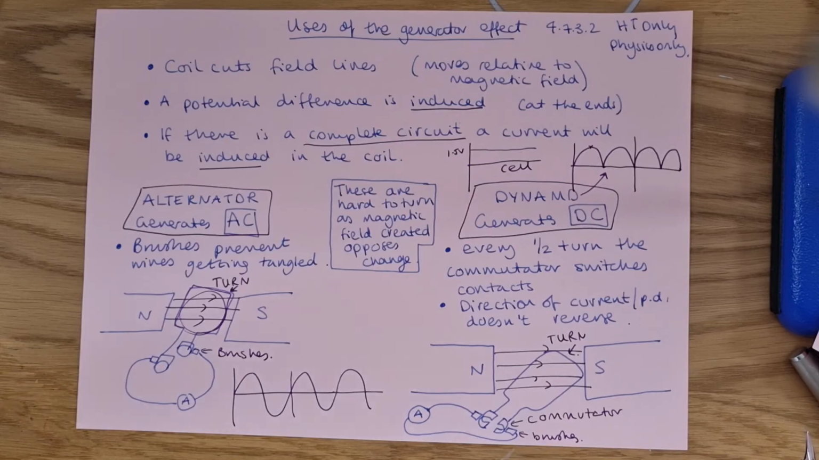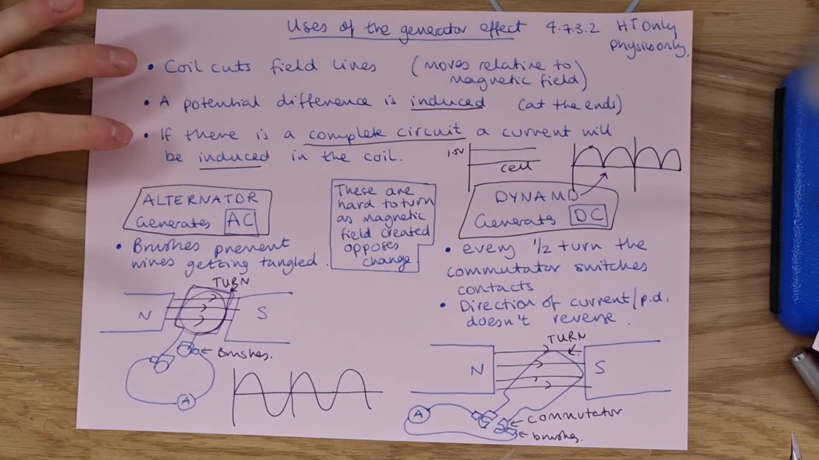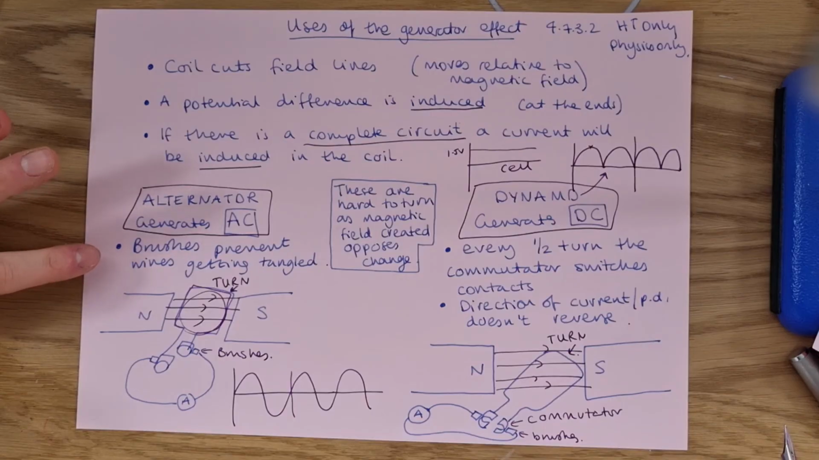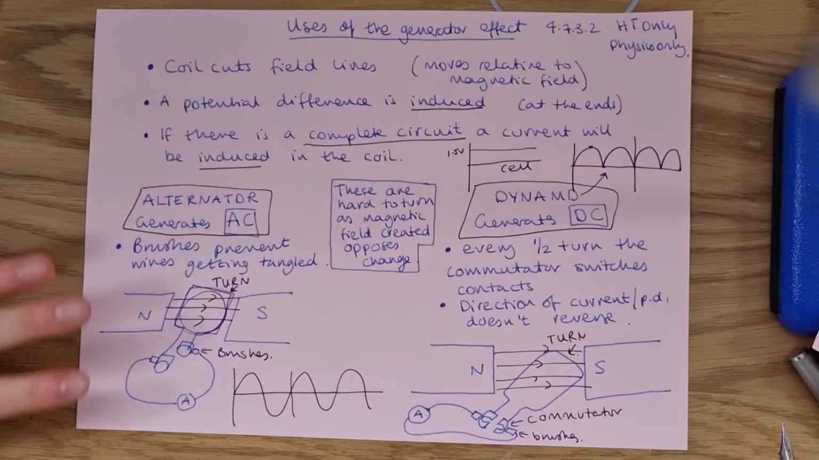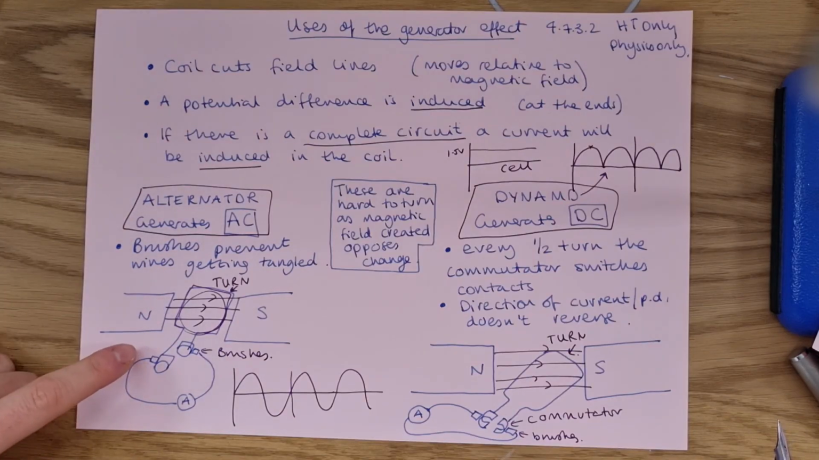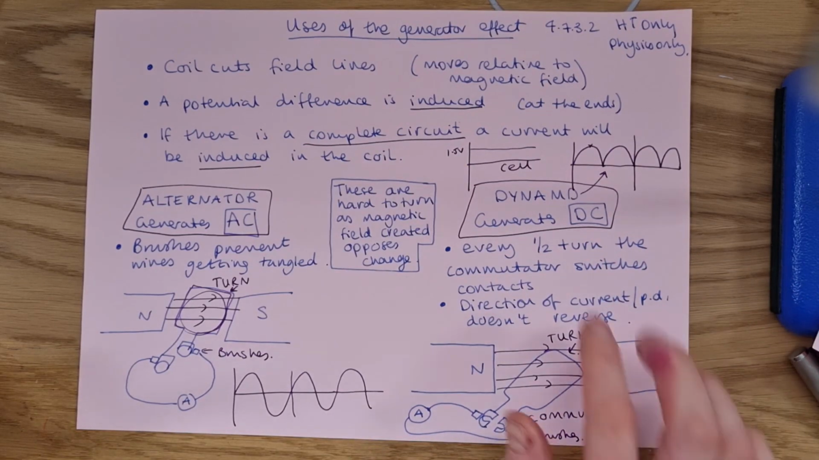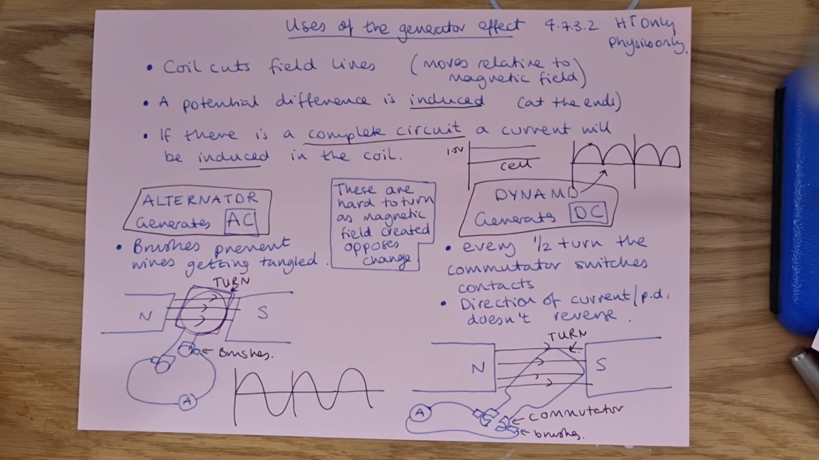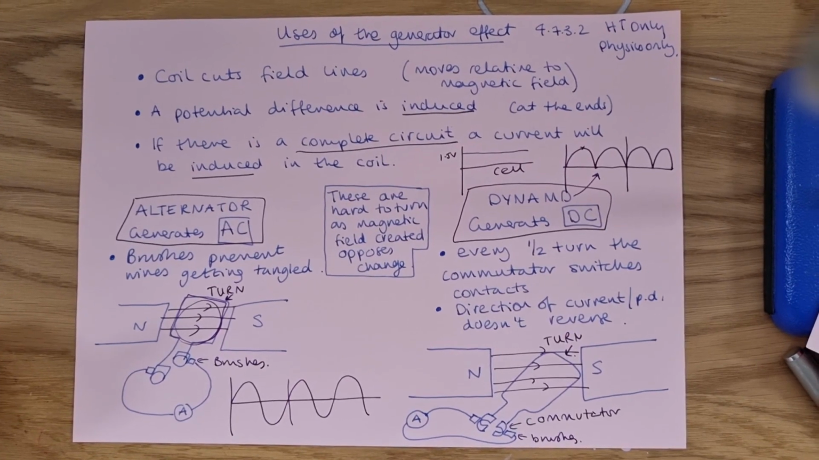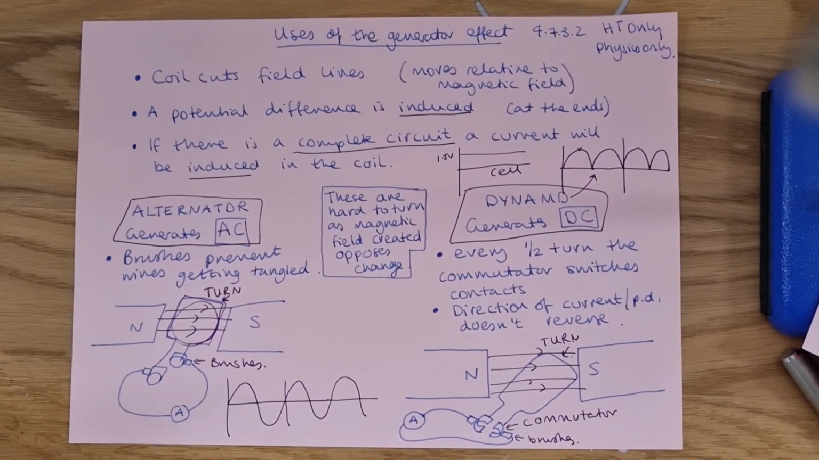But again, these are the 3 points for both of them. You need to learn those words, and then alternator doesn't really have anything else, but there are brushes to prevent the wires getting tangled, whereas a dynamo has to have this every half turn, and this is what came up on the 2023 paper, so twice maybe, I don't know.